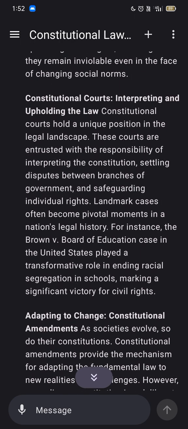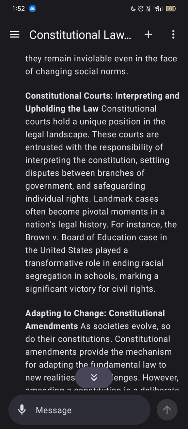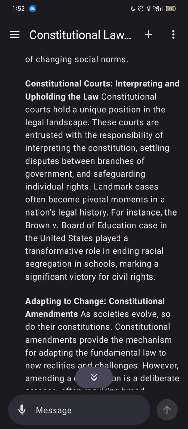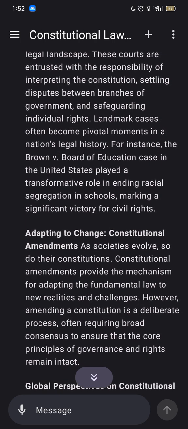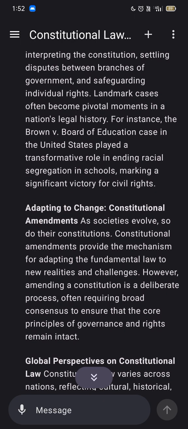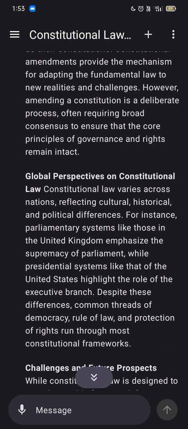Interpreting and upholding the laws. Constitutional courts hold a unique position in the legal landscape. The courts are entrusted with the responsibility of interpreting the constitution, settling disputes between branches of a government, and safeguarding individual rights. Landmark cases often become pivotal moments in a national legal history, for instance, the Brown versus Board of Education case in the United States.